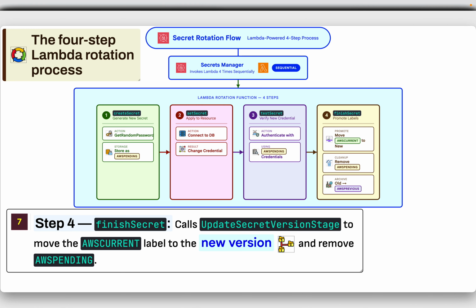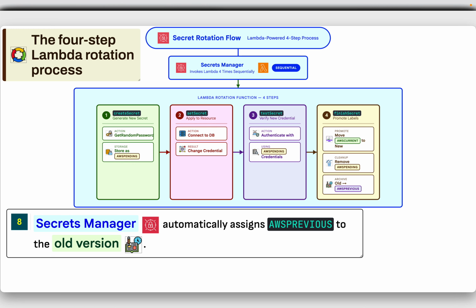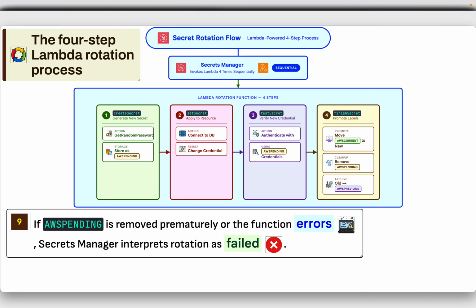Step 4, finish secret. So this calls the update secret version stage to move the AWS current label to the new version and remove AWS pending. Secrets Manager automatically assigns AWS previous to the old version. If AWS pending is removed prematurely or the function errors, Secrets Manager interprets rotation as failed.